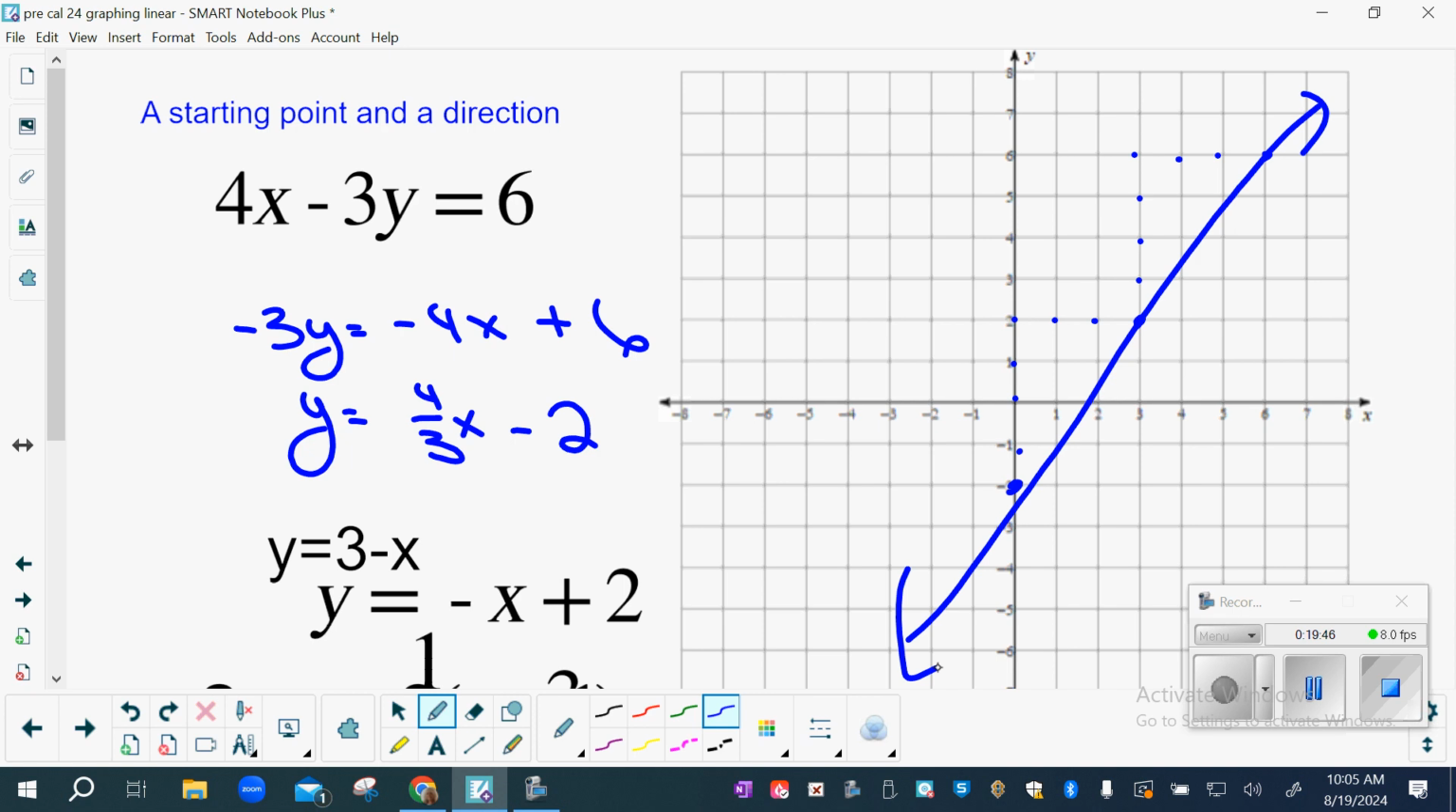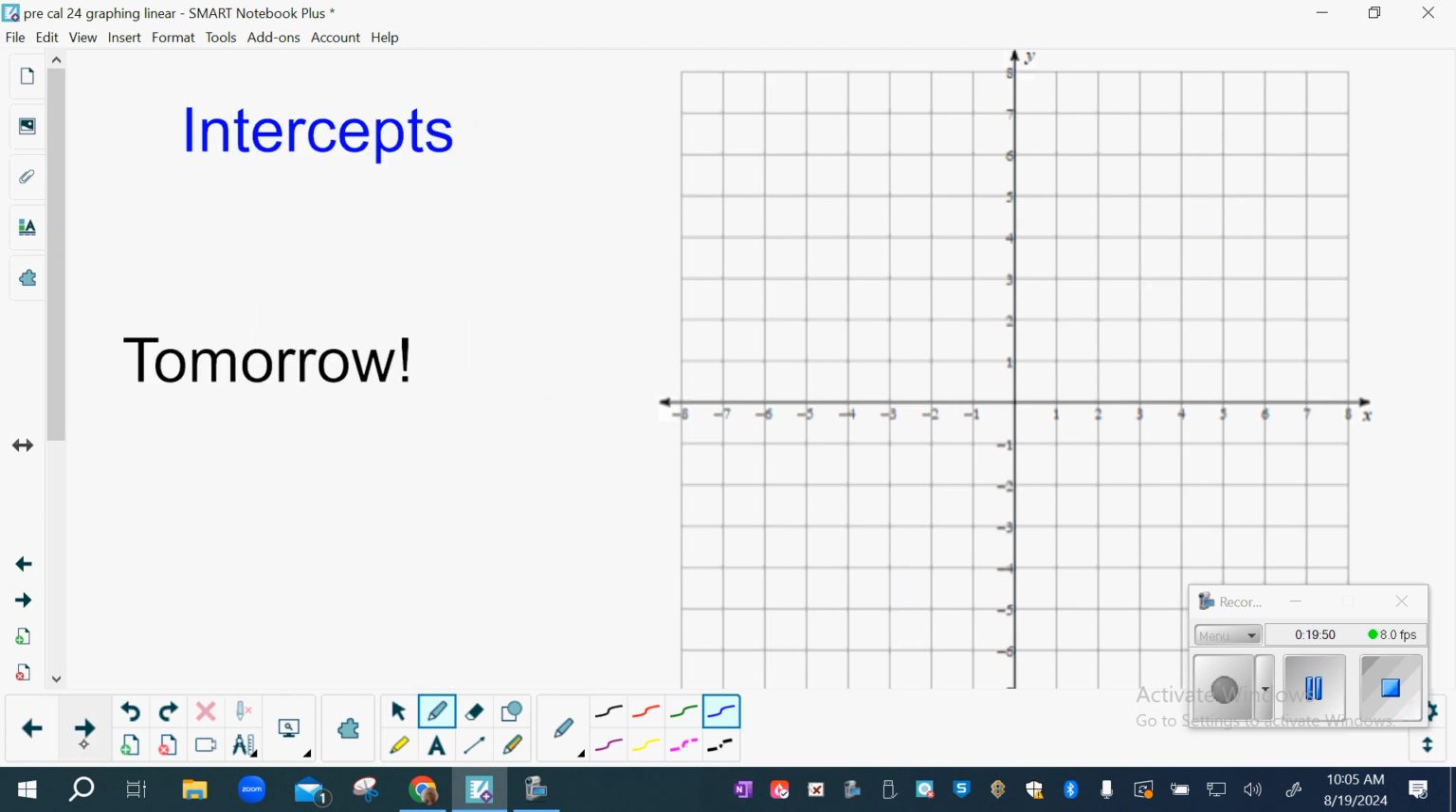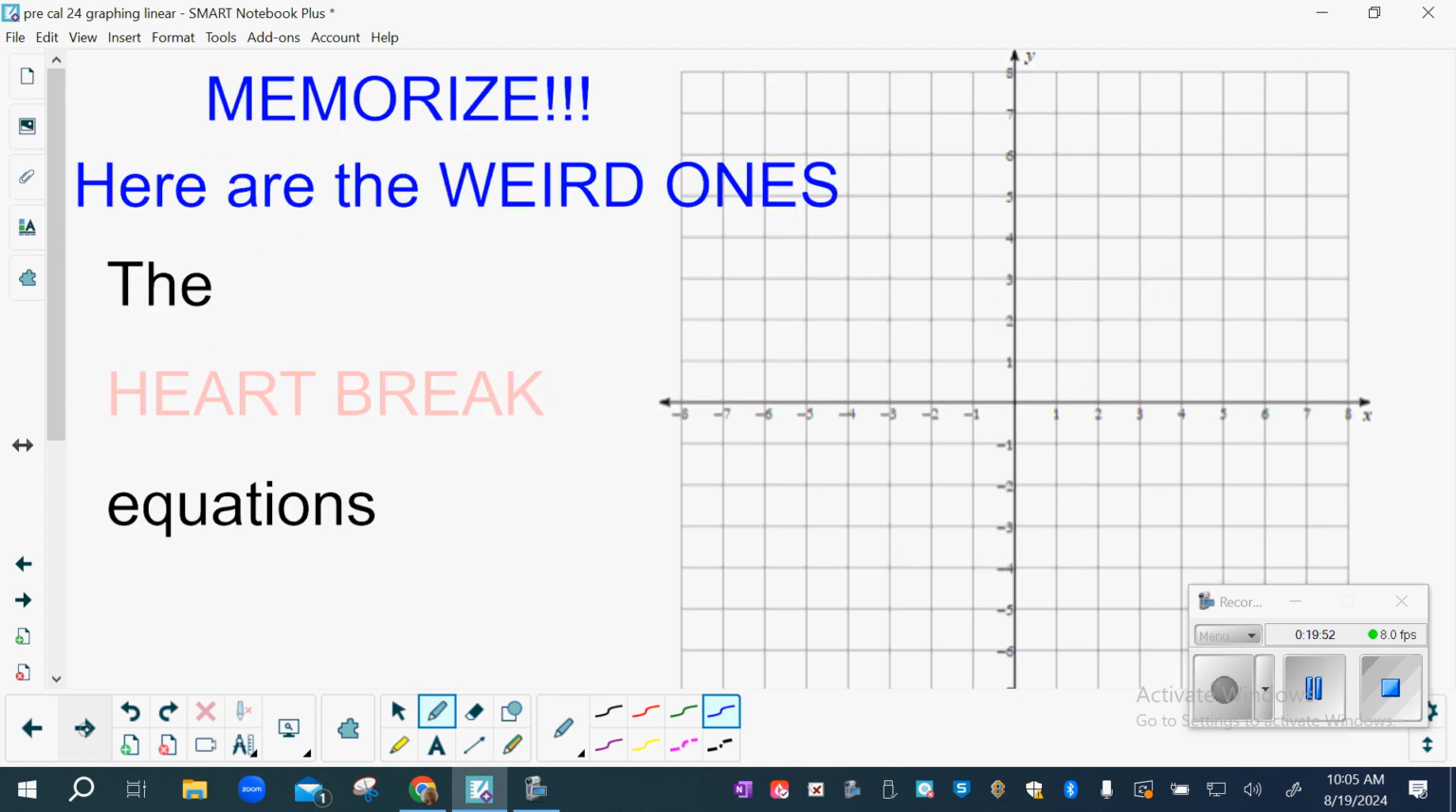I'm going to jump ahead. We're going to go to the last. Oh, I don't even care about that one. We're going to do that tomorrow. Last one are the weirdo ones.